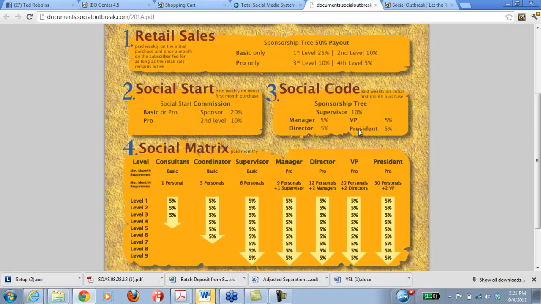So if there's a person that is a VP rank or a president rank, they have the possibility, if I am the personal sponsor and I'm also the president, I can take 30% here and 20% here, and I, as the sponsor, if I was a president, can make 50% off of every single personal sale I make.